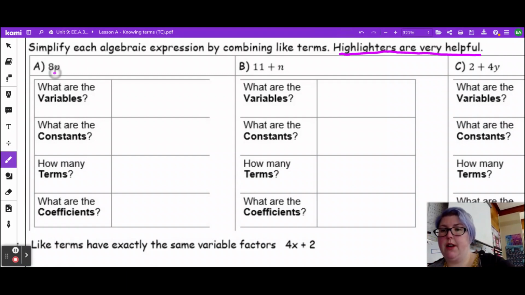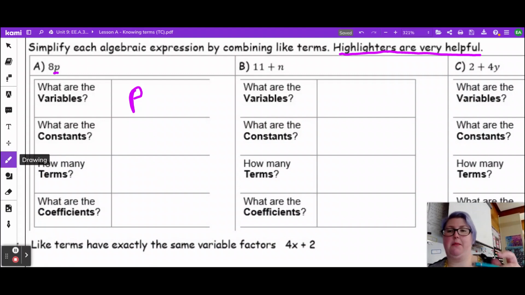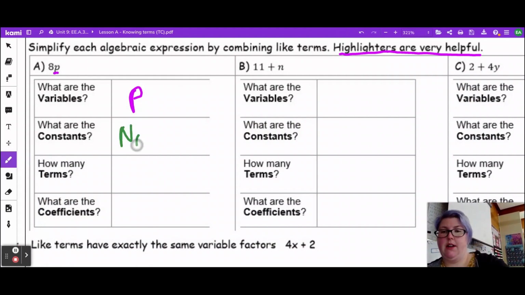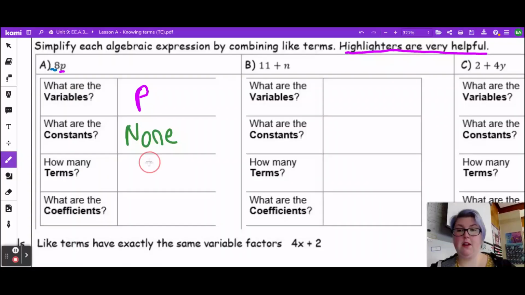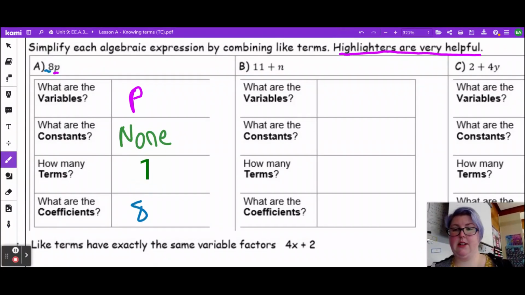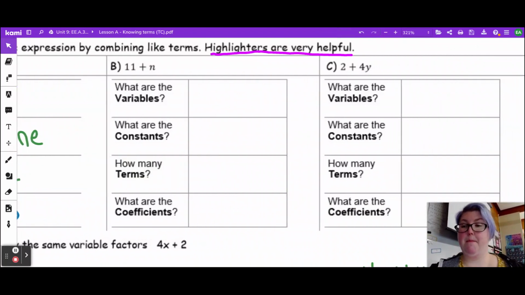So our variable would be p, and then our constant, we don't have one. There is no constant in 8p. So you can write none, nothing, there is none, there is no constant. There is one term, and the coefficient is 8. Now I know 8p is very simple. When we get to more complex expressions, this will become much easier to see.